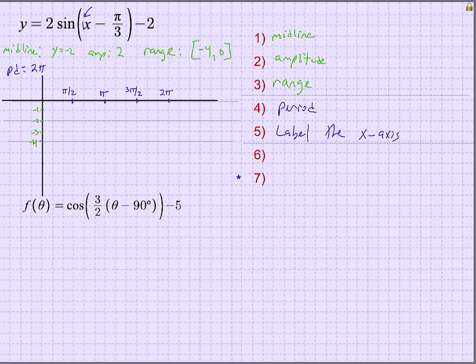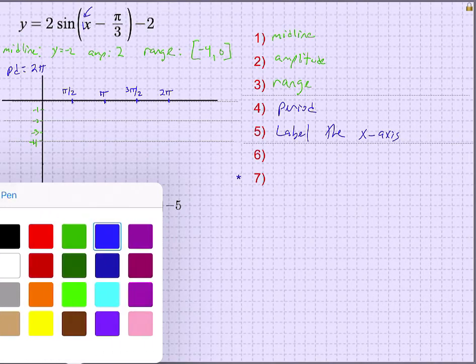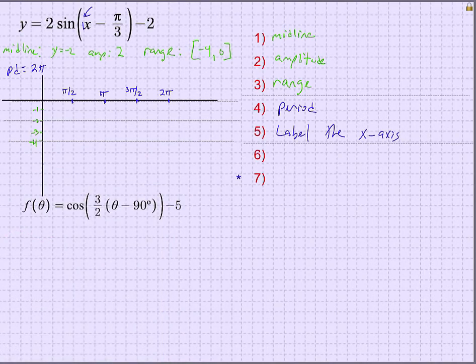Okay, the next piece is a 2-step process. We did step 6 last class also, where we plot the 5 points. And when I say the 5 points, I mean from the parent function. And because this is a sine curve, when x is 0, it would start at the midline and go up to the max, and down to the midline, and down to the min, and back to the midline. So those are the 5 points of the parent function.